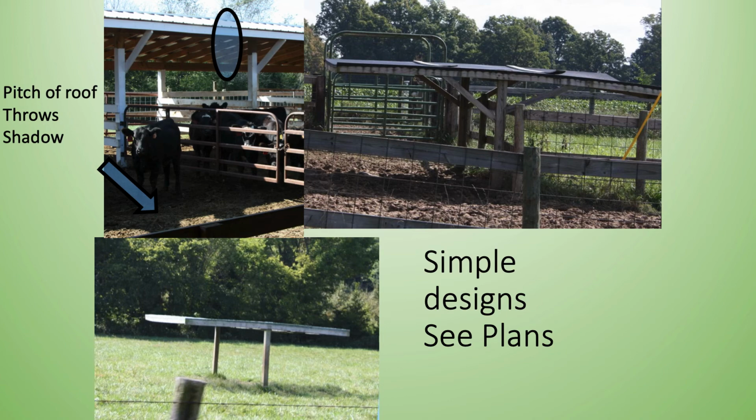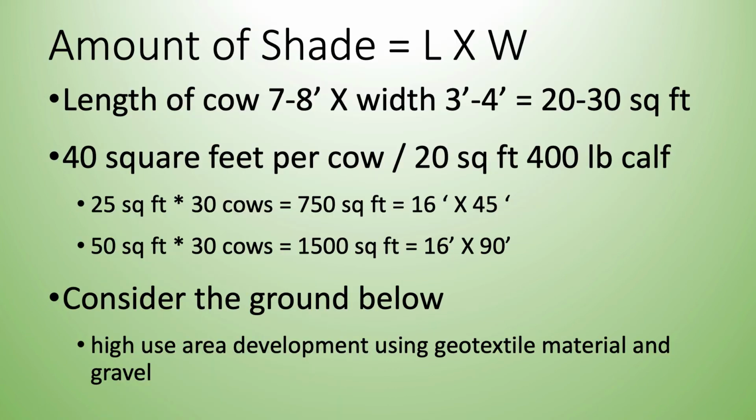Here's some just simple designs for artificial shade, because in a real world, we may not have the shade resources on day one that we need, right? It's going to take time, even if we go in and do some plantings, it's going to take time for those to become shade trees that our cattle can utilize. So thinking of some simple structures that can provide shade, obviously thinking of the pitch of the roof and how that shadow is going to throw, because we certainly want to be able to take advantage of that shadow in the hottest parts of the day.